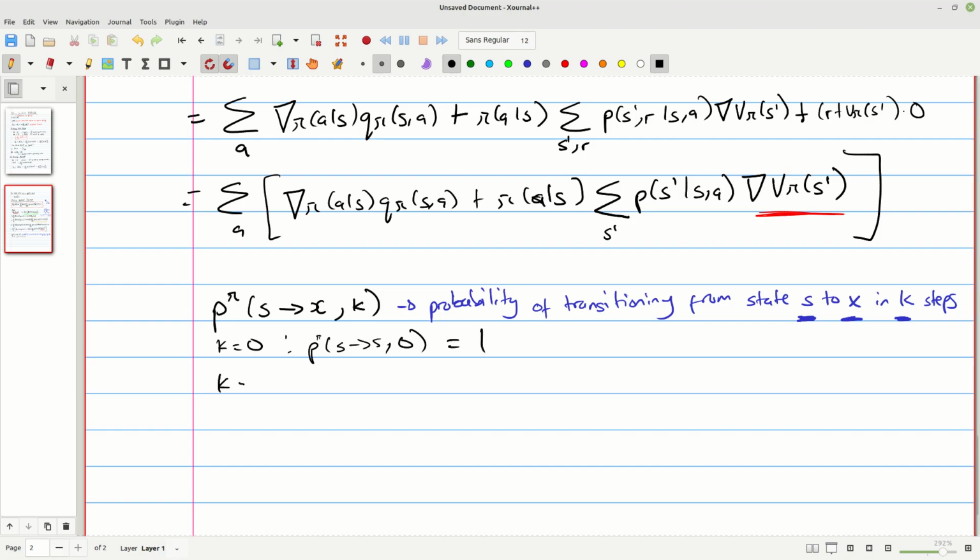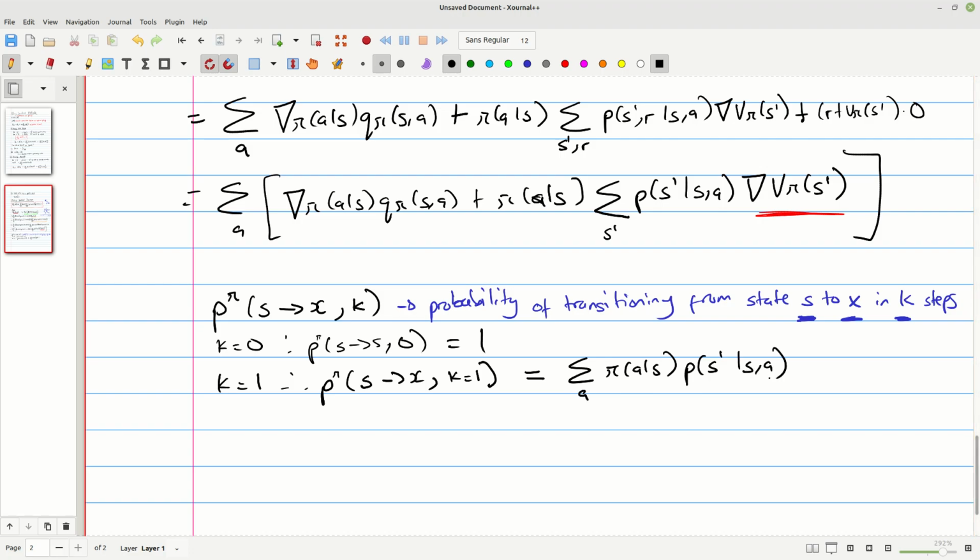If k is equal to 1, therefore this is the probability under pi of transitioning from s to x in k equals 1 step. And what is this equal to? Well, this is the summation over all actions of the probability of a given s times the probability of s prime given s comma a. Why is this the case?